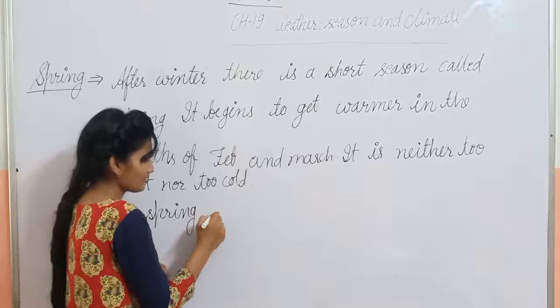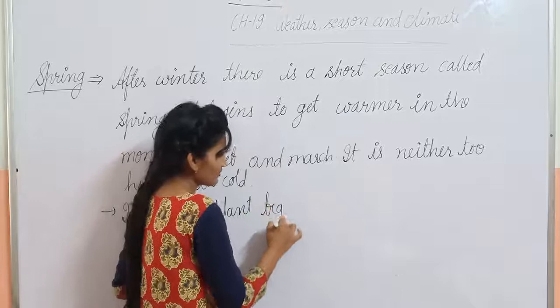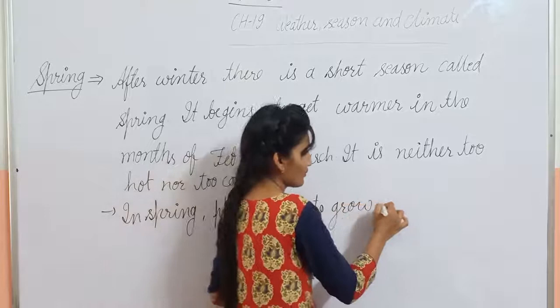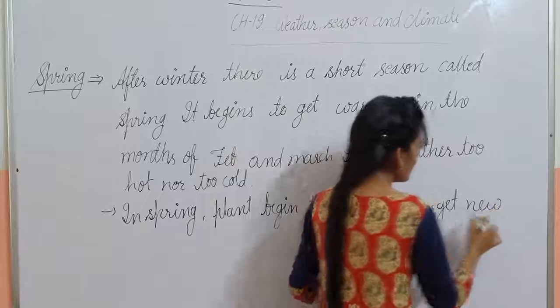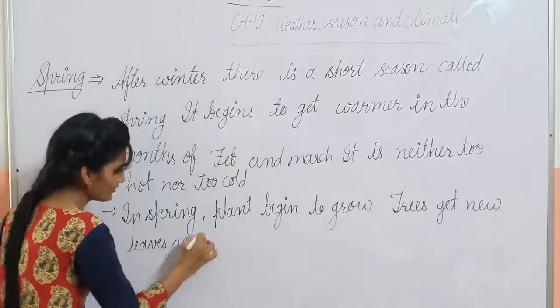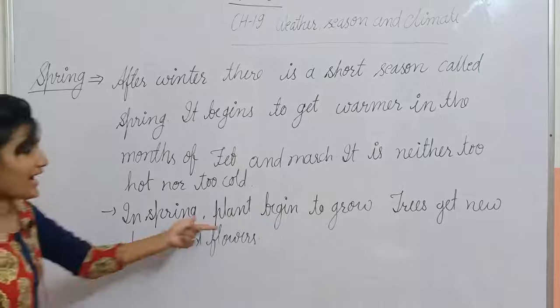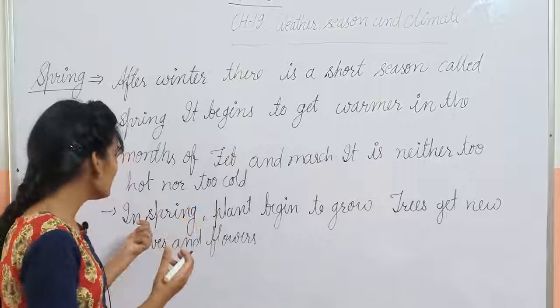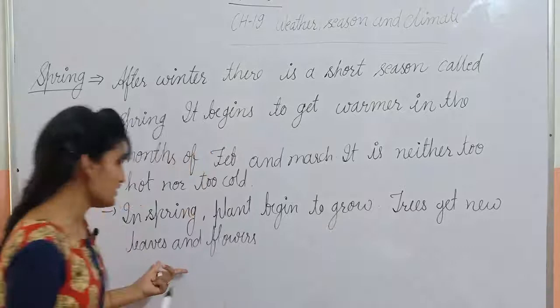Plants begin to grow. Trees get new leaves and flowers. Okay, in spring, plants begin to grow. Plant grow karna start karte hain in spring, and trees get new leaves and flowers in spring season.